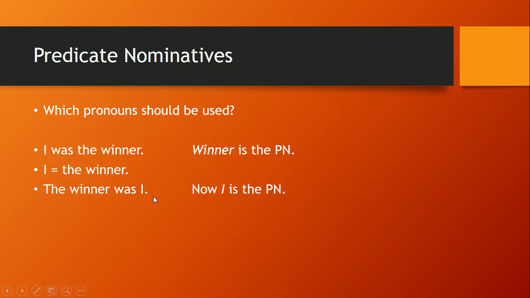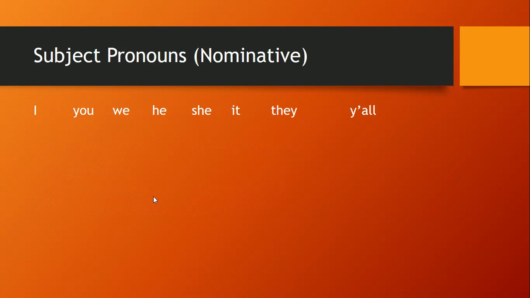We're really tempted to say the winner was me. And in modern English, that is becoming more acceptable. I'm just saying there's not a hard and fast rule on that. You just need to be aware of it. So it's less formal, but it is correct. These are the subject pronouns, sometimes called the nominative pronouns. I, you, he, she, it, they.